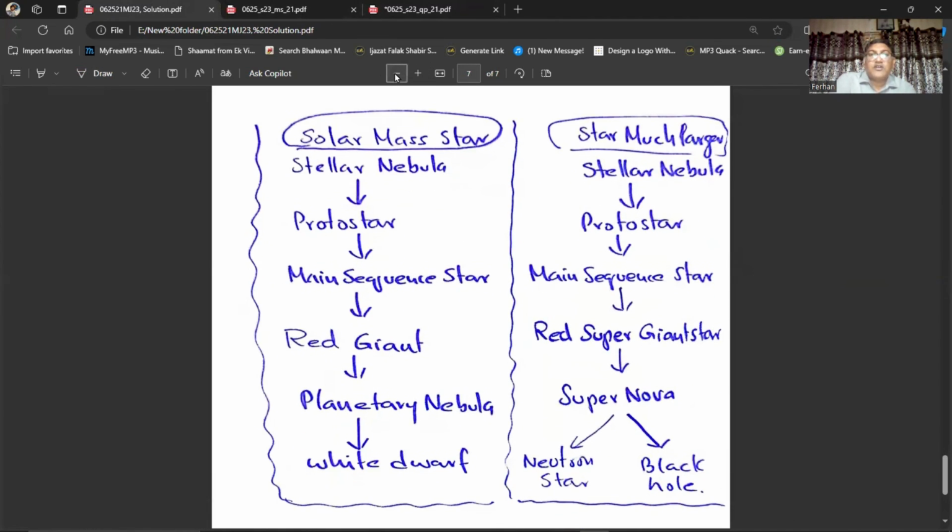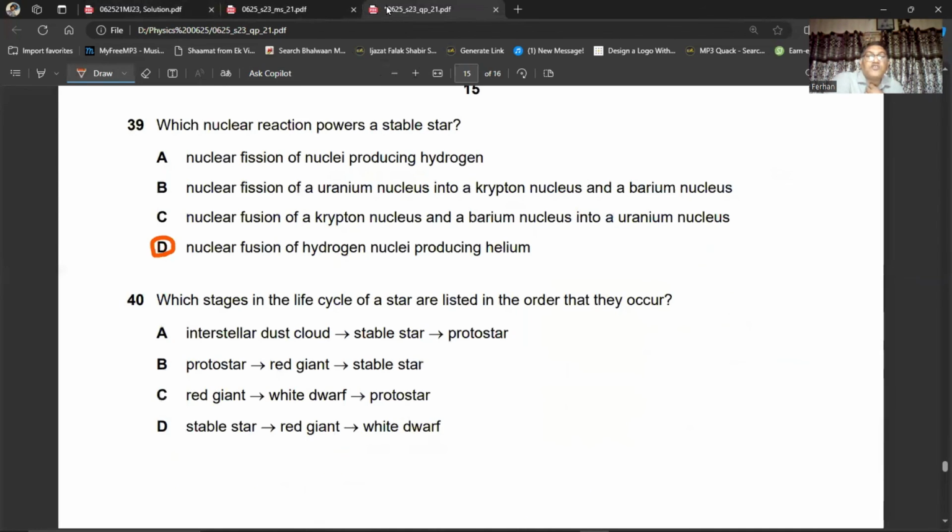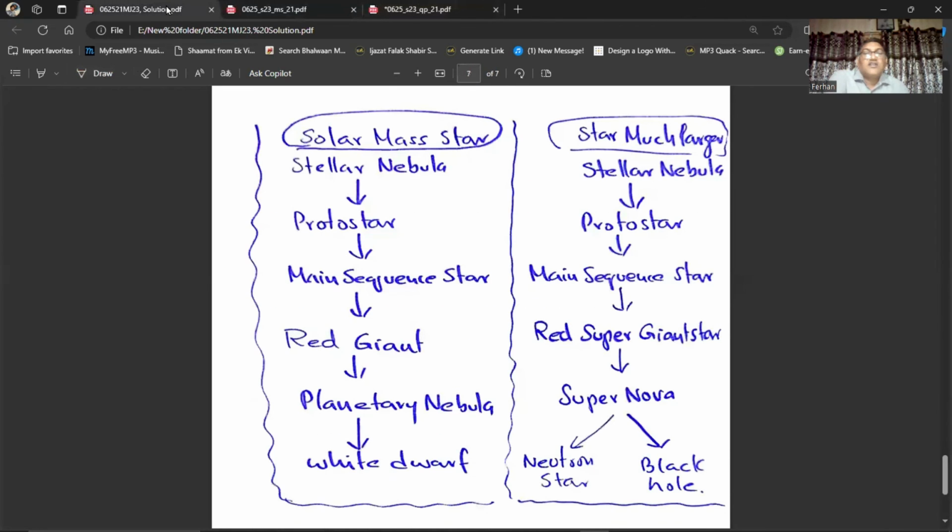This is very important. For a solar mass star, it is a stellar nebula, and then it becomes a protostar. Then it becomes the main sequence star, which means the stable star. Then it becomes the red giant, then the planetary nebula, and then the white dwarf. So stable star, red giant, then white dwarf. This is option D. Question number 40, D is the answer.